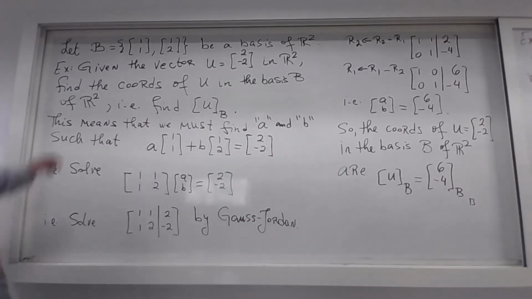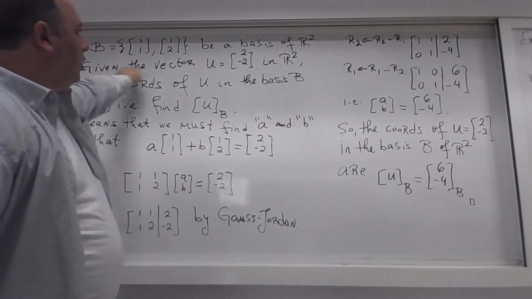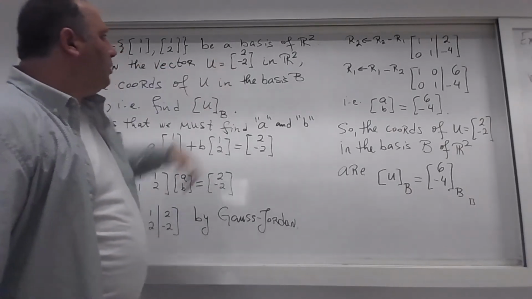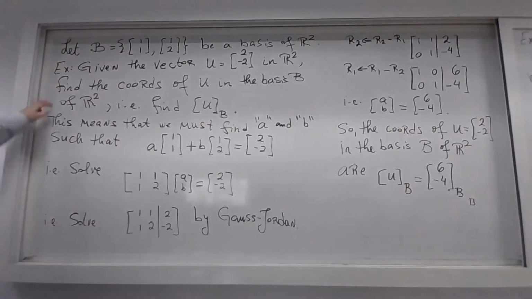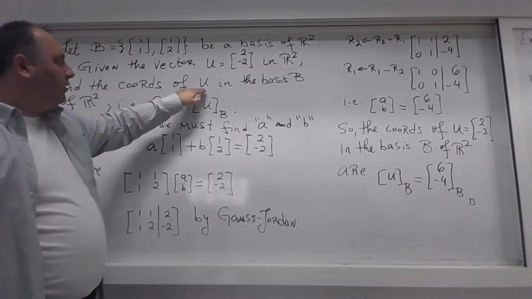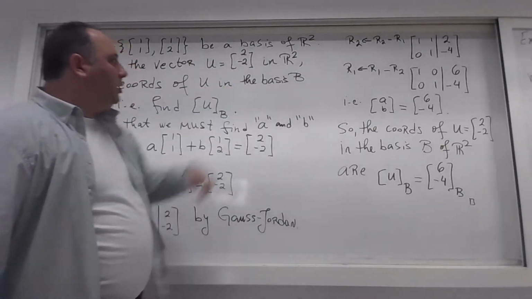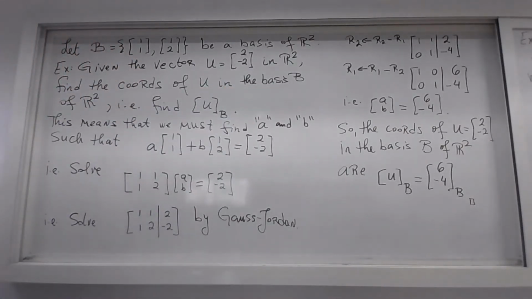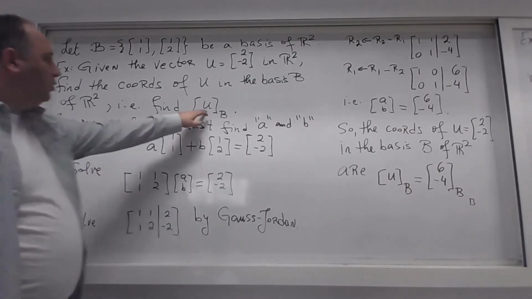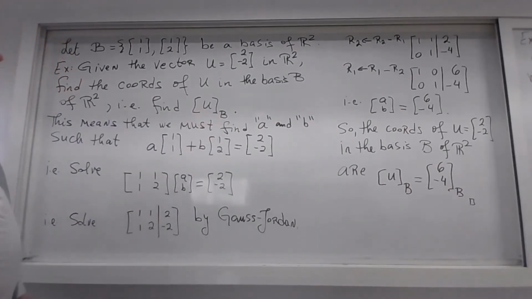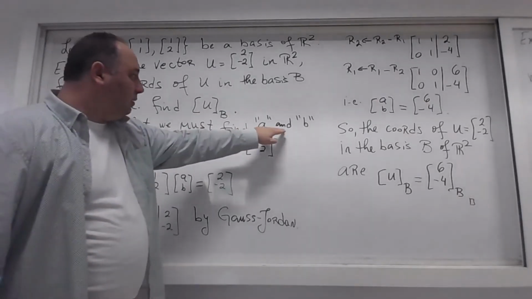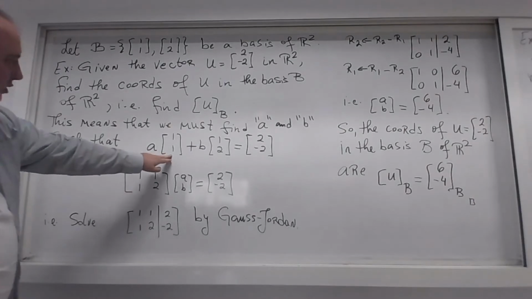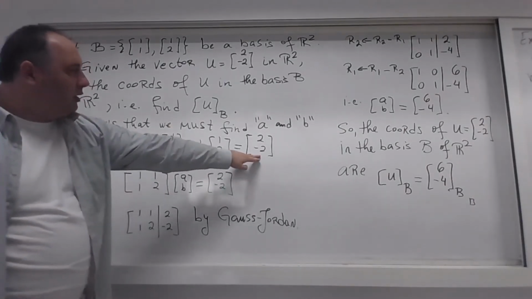Another example, with the same basis B, (1, 1), (1, 2), so that's a basis for R2. Now we are given a vector U in R2, the vector (2, -2). And our task is to find the coordinates of the vector U in the basis B. So we need to find the coordinates of U relative to the basis B. That means that we need to find numbers A and B such that A times the first vector plus B times the second vector is equal to our vector.